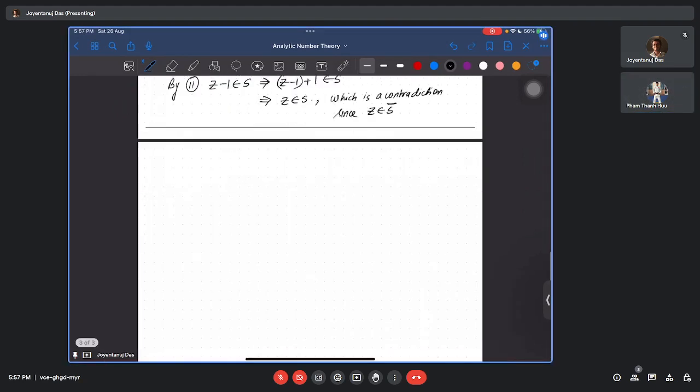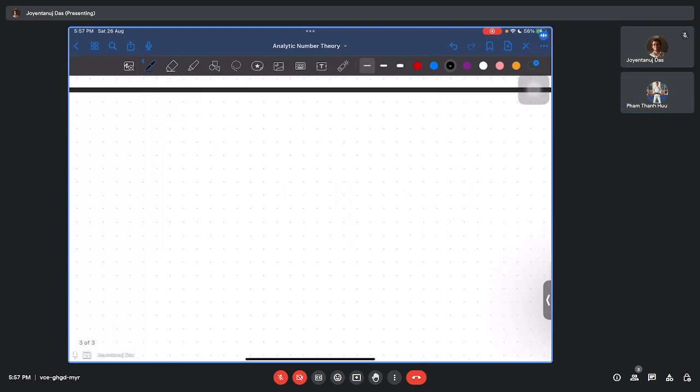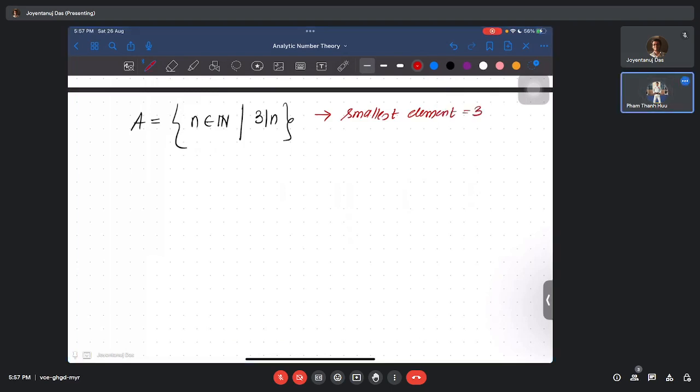So here are one or two examples of a set for which we can find the smallest element. Suppose I take A to be the collection of all natural numbers n such that 3 divides n, right? So the smallest element is 3.